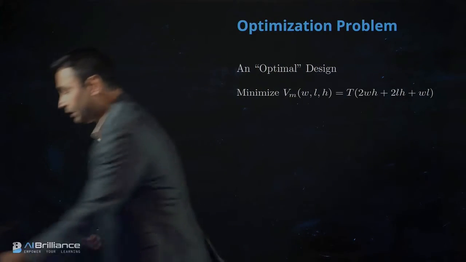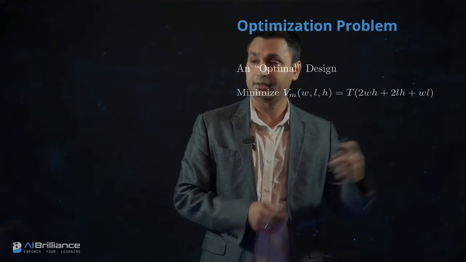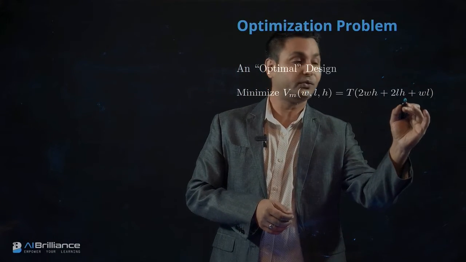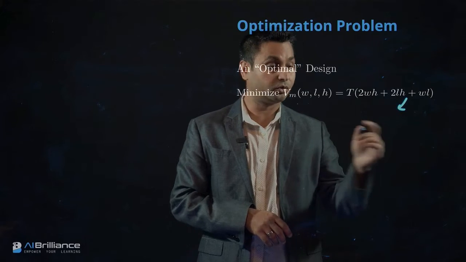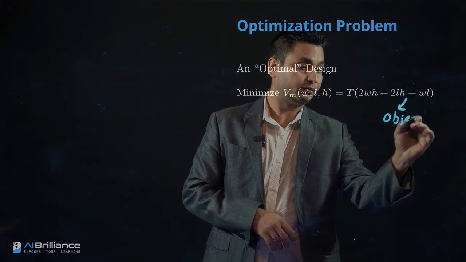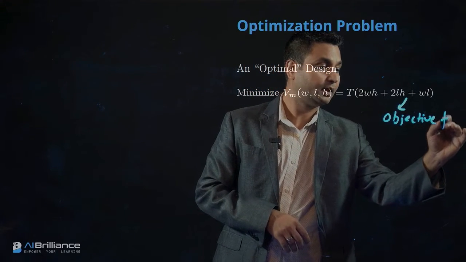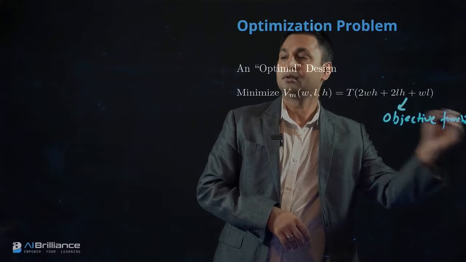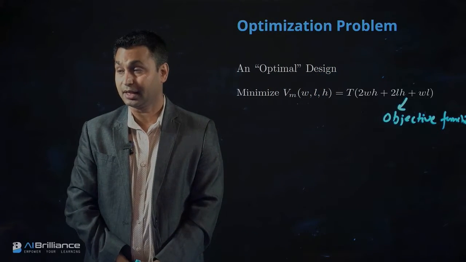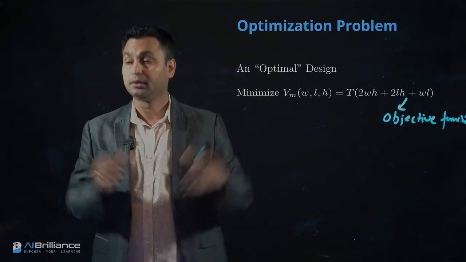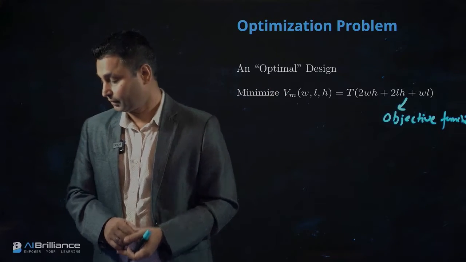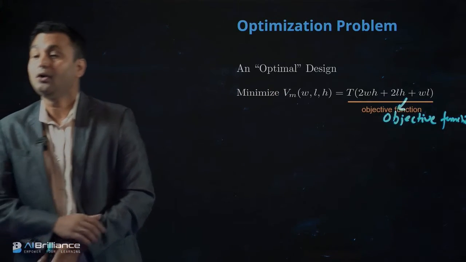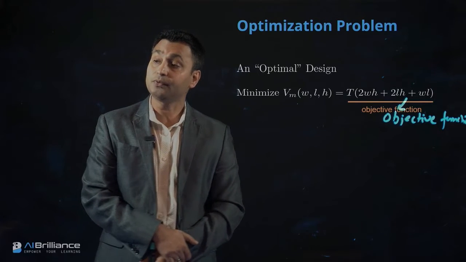Okay, so when we write a goal as an equation, then the equation or the function that describes the objective or the goal is known as the objective function. Okay, so that's one concept in optimization, that the equation that describes the goal or optimal sense is the objective function.